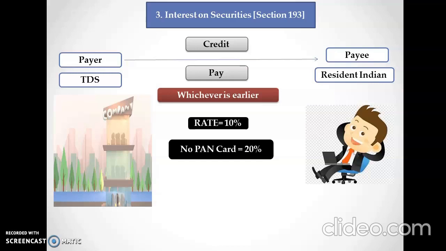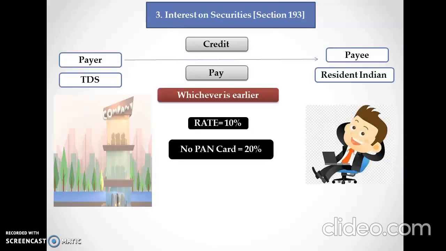Now, what is the meaning of credit here? It means the person has put an entry into his books of account and may pay you later. So whichever is earlier, whether the credit is done or the payment is done, at that time the TDS will be deducted. The rate of TDS is 10%, and if PAN is not provided by the payee to the payer, the rate of TDS is 20%.